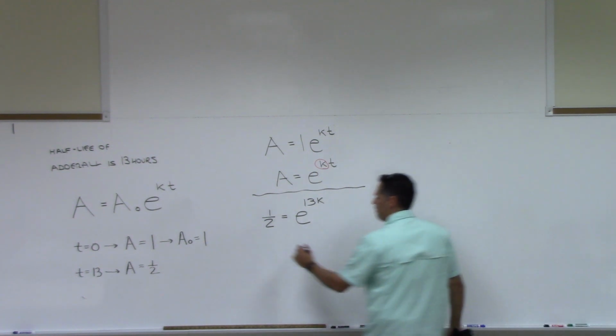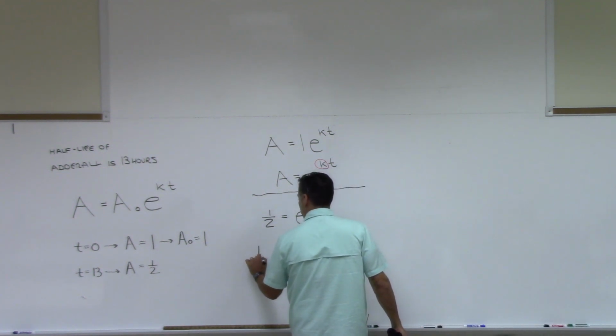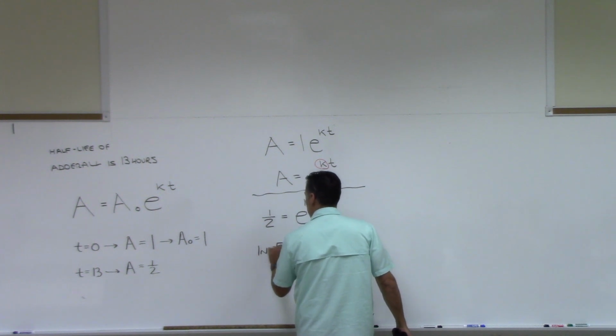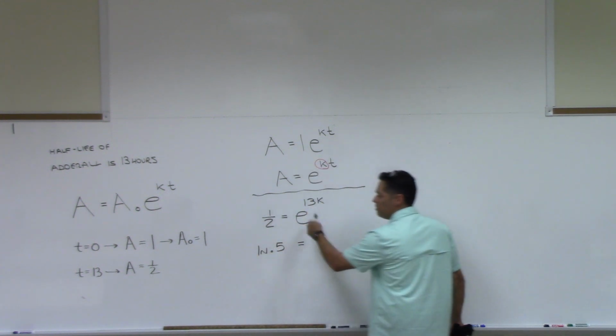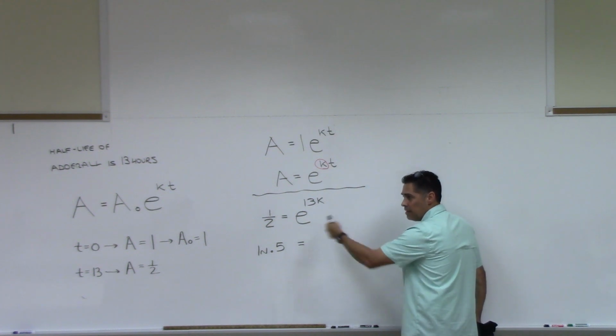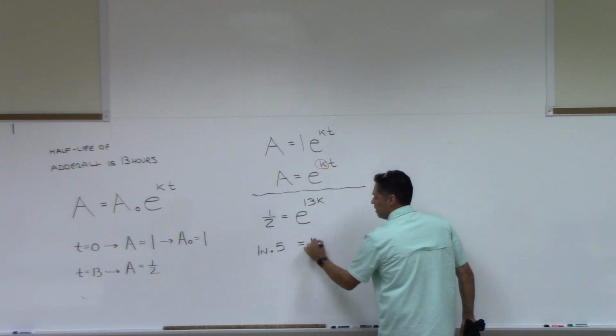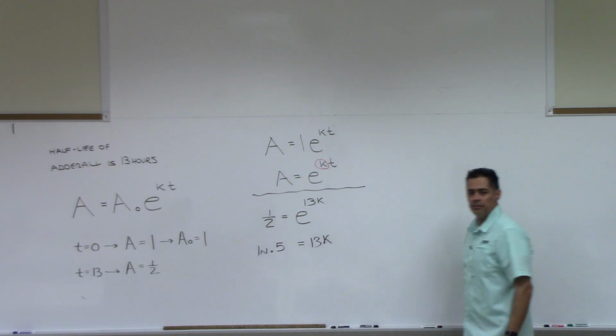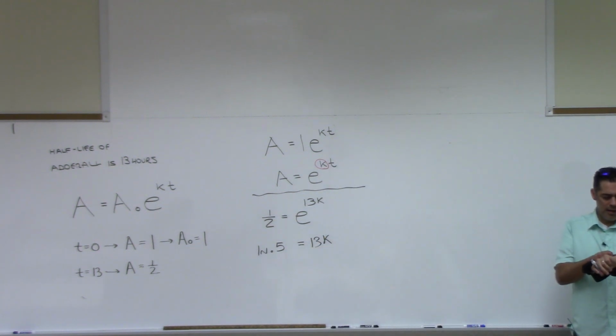Okay, keep going. How about this? Natural log both sides. Natural log of 0.5 over here. Over here, I'm going to do natural log, and what's going to happen? It's going to drop down and just get 13k. I'm doing natural log on both sides. We're going to actually finish this problem.